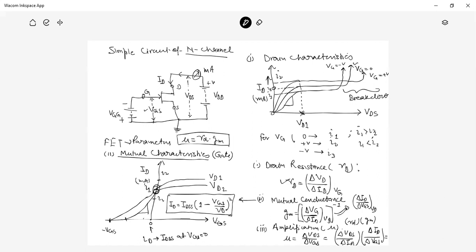And this is all about the two characteristics of the FET: first is the drain characteristic and second is the mutual characteristic. This is all about today's discussion regarding the FET. So I would like to stop the presentation over here.